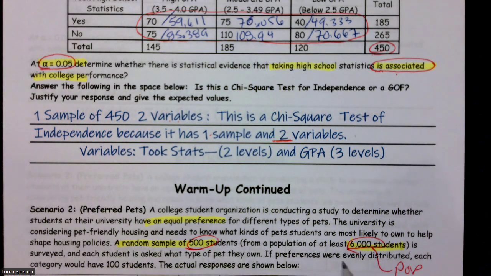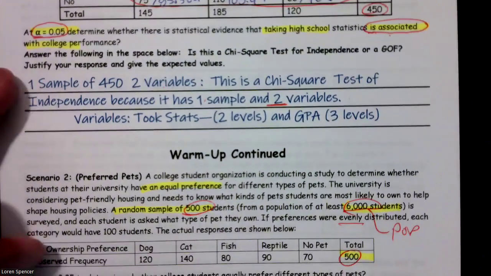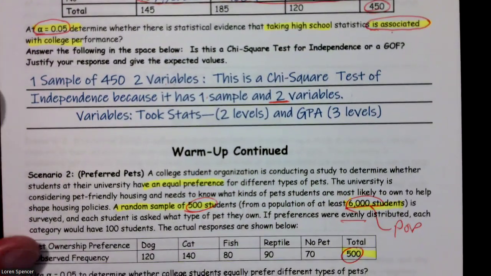If preferences were evenly distributed, each category would have 100 students. Well, that's nice. Use alpha 0.05 to determine whether college students equally prefer different types of pets. Is this a chi-square test of independence or goodness of fit?